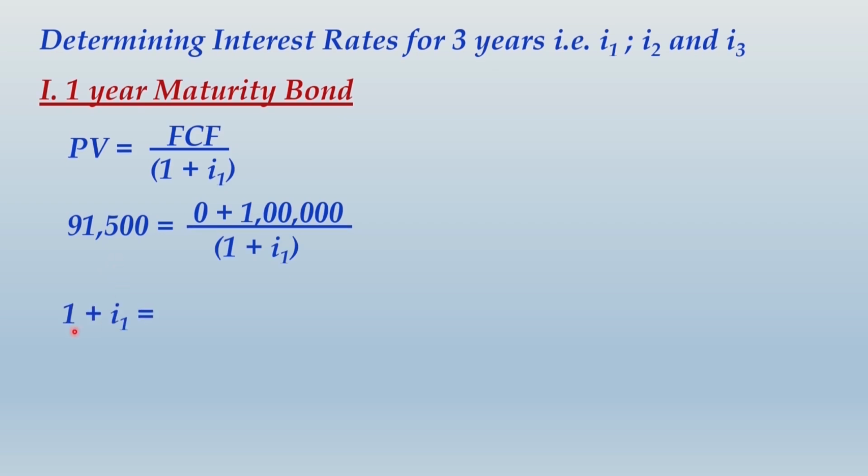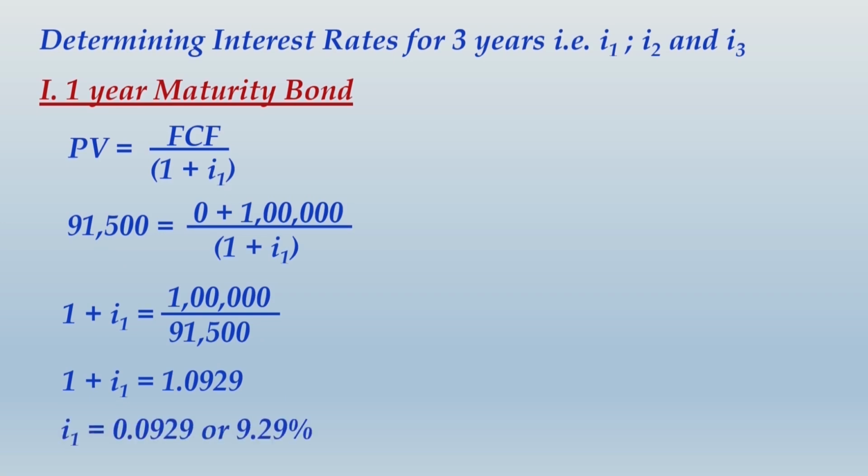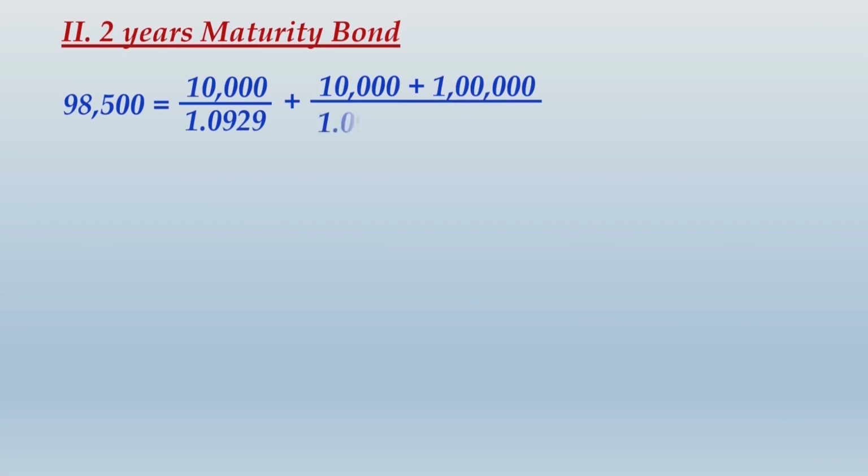By cross multiplication, you would get 1 plus I1 as 1 lakh divided by 91,500. 1 plus I1 is 1.0929. So I1 will be 0.0929, or 9.29%. Let us move ahead and deal with the 2-year maturity bond, which has the present value of 98,500. So let us first set up that equation.